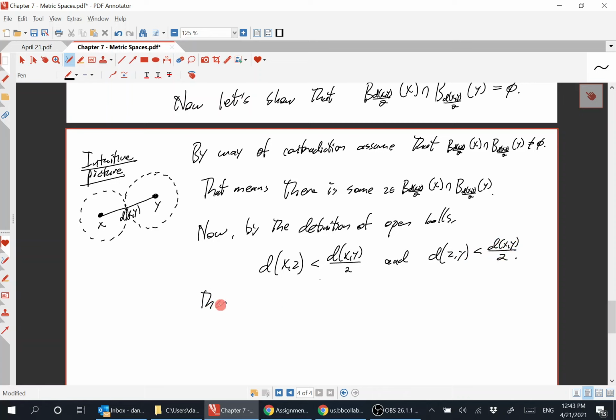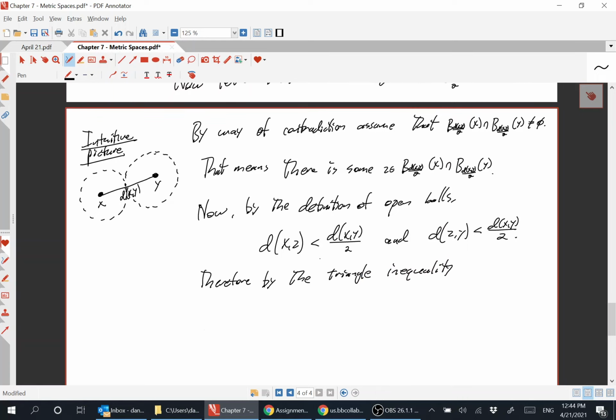Therefore, right, by the triangle inequality, the distance from x to y is less than or equal to the distance from x to z plus the distance from z to y. Right? That's the triangle inequality.